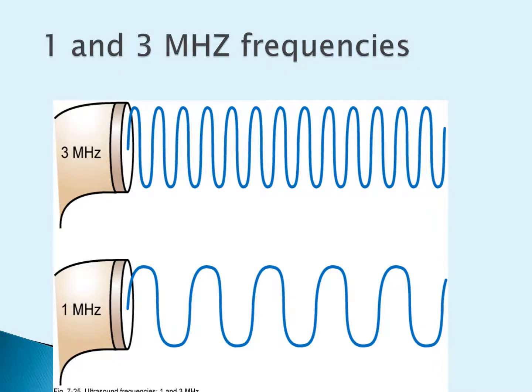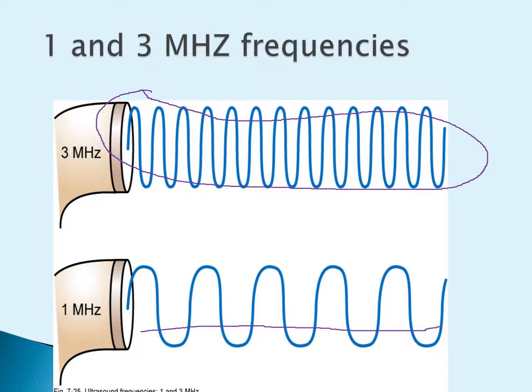So here are our different frequencies. As you can see, the 3 megahertz itself is going to have more waves per second than our 1 megahertz down here. So that means this one here is going to penetrate less deep than this one down here. So your 1 megahertz is going to be for your deep tissue, 3 megahertz for your shallow tissue.